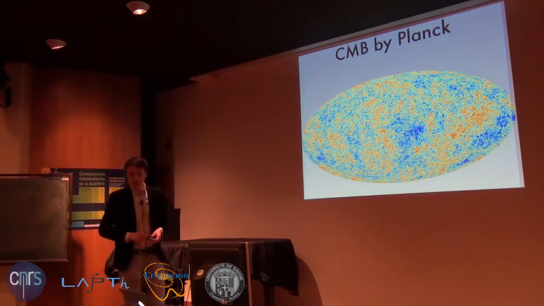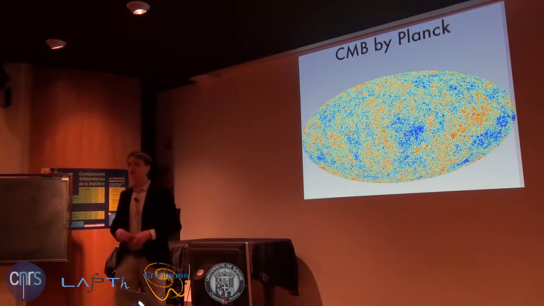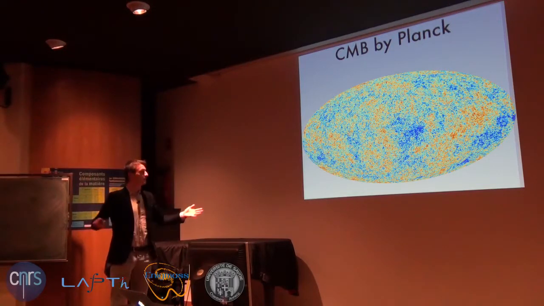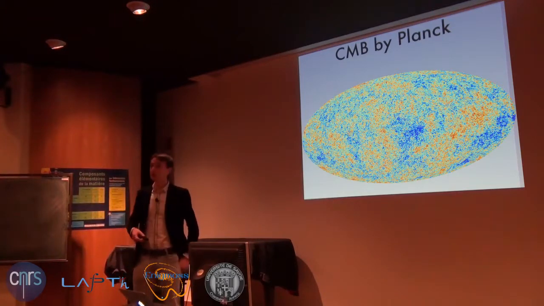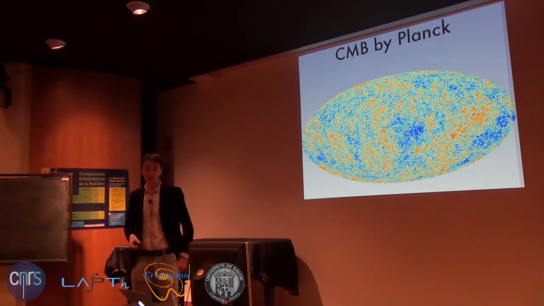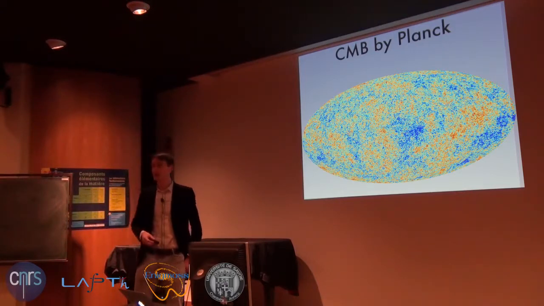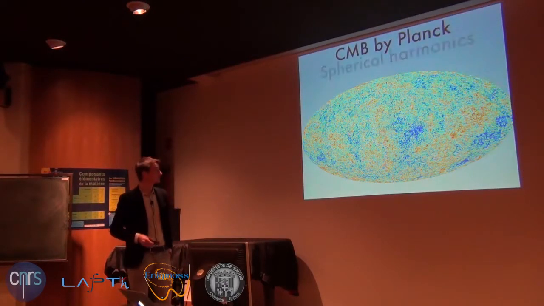So after cleaning the map, this is what you end up with. And now let's start to do cosmology with this. We have a map with spots on it. Every spot is in a different direction. So what can this teach us about the fundamental physics that describes how the universe evolved at very early times?